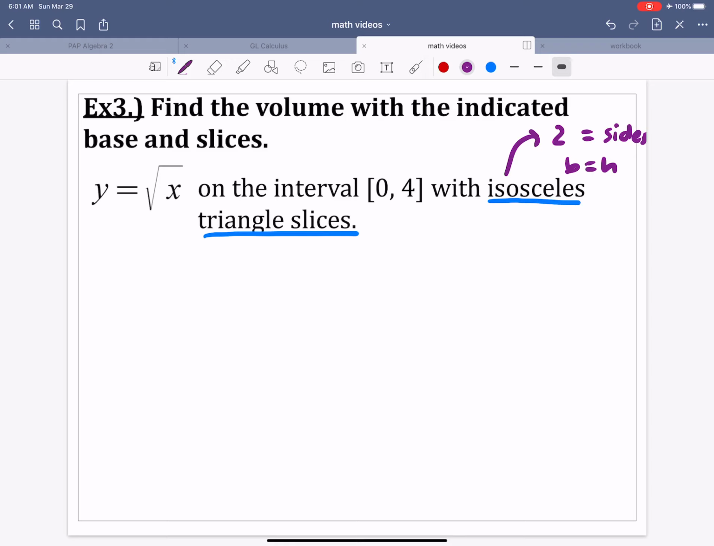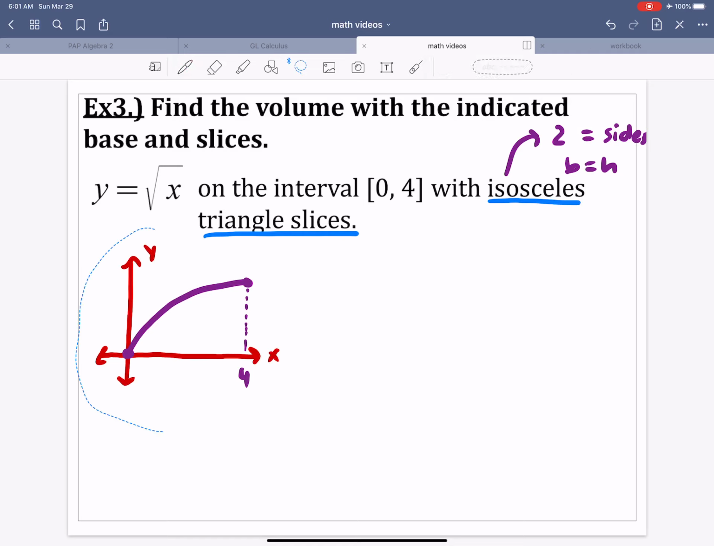So we've got a function, square root of x. Let's start by drawing that graph. Okay, so square root of x looks something like this. Again, it's going to go from 0 to 4. And let's label our x-axis and our y-axis. Again, I'm going to rotate this because it's a little bit easier to see.